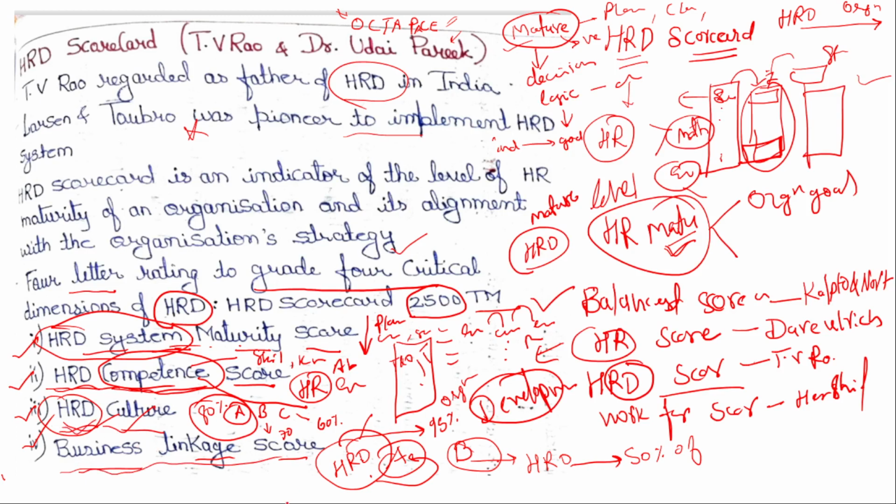Then the business linkage score. If the HRD functions or dimensions or developmental programs are able to actually align with and achieve the organizational goals, it means they were actually able to link the individuals or the HR practices or functions to the business. That is the business linkage score. So this is all about the HRD scorecard.